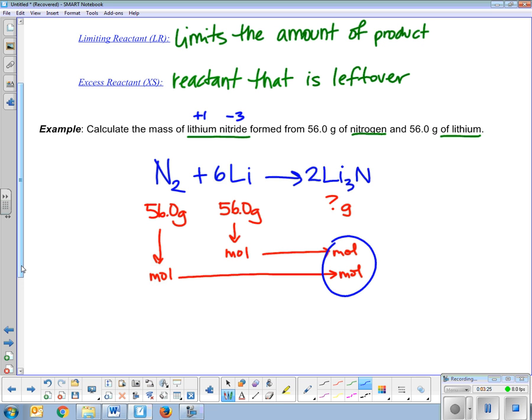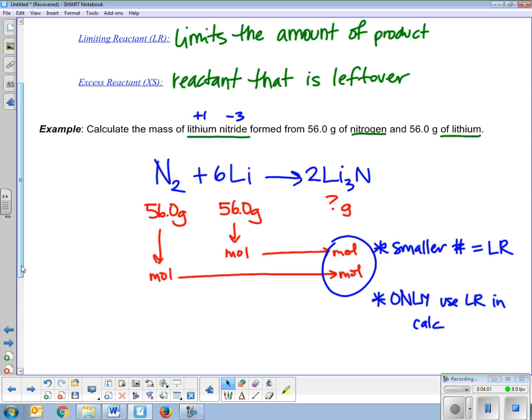So what we're going to do is look at the smaller number of these 2, because we're going to use our ratios to get there. The smaller number equals the limiting reactant. And then, once we know the limiting reactant, we only use that in calculations. So any calculations would just use your limiting reactant. Okay, so let's do our problem.